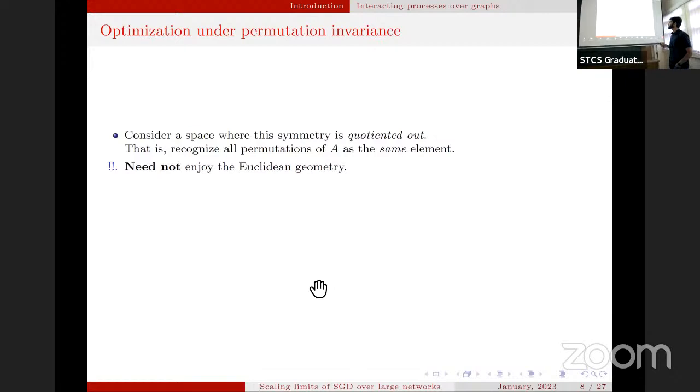So essentially, we want to think of a space where the symmetry is quotiented out, which means I will recognize all the permutations of A. By permutation of A, I mean use a permutation to permute the rows and the columns similarly. So maybe there are infinite ways of permuting A, and I will recognize all of them as the same element. And there is no reason to believe that this will have a Euclidean geometry. You cannot just add or subtract equivalence classes.